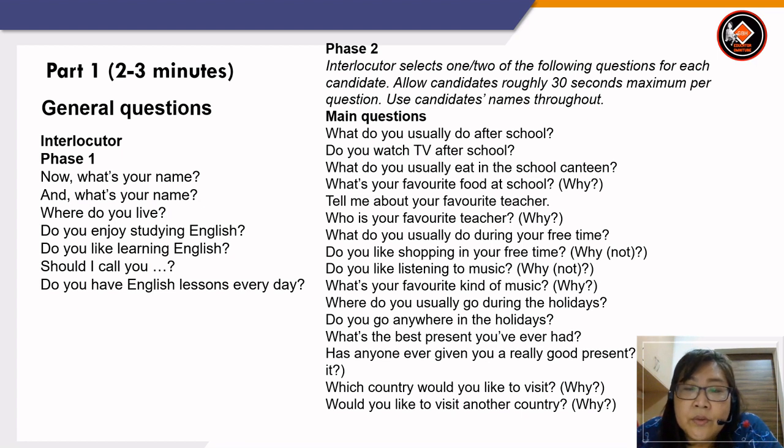Where do you usually go during the holidays? Do you go anywhere in the holidays? What's the best present you have ever had? Has anyone given you a really good present? Which country would you like to visit? And then the interlocutor could ask for the reasons. That's why they have the question why or why not.